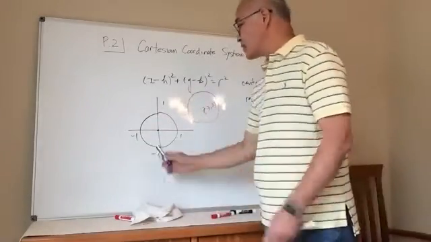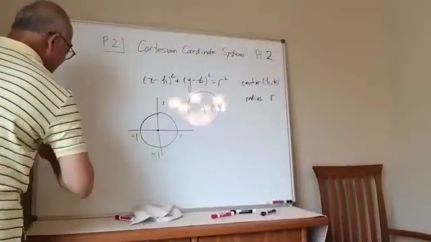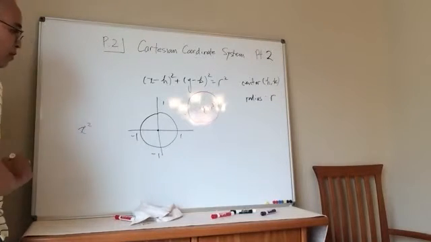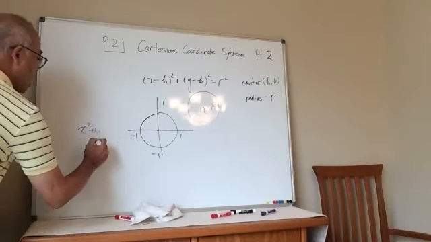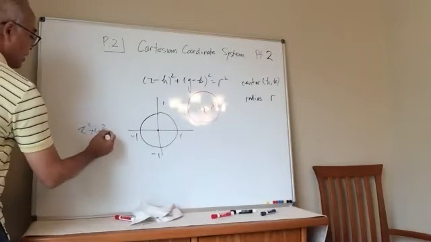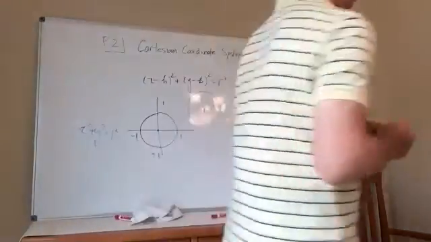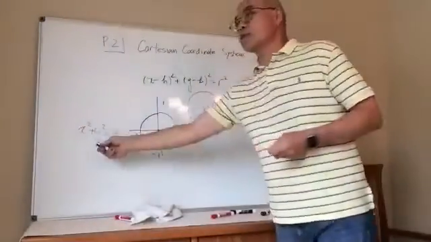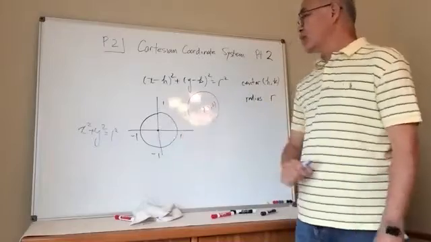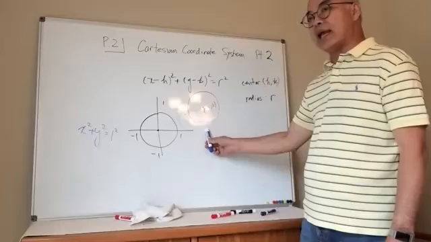Let's go back to this equation. It says (x - 0)² + (y - 0)² = 1², because the center is at the origin. So x² + y² = 1. This is where we start, and I'm going to translate it over, moving it in the x direction 3 to the right.